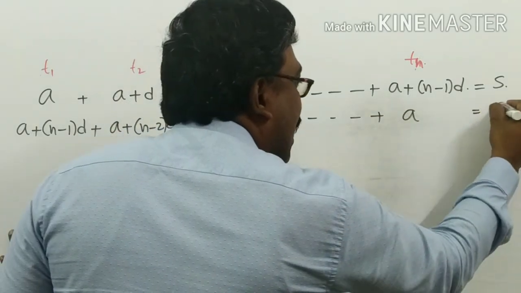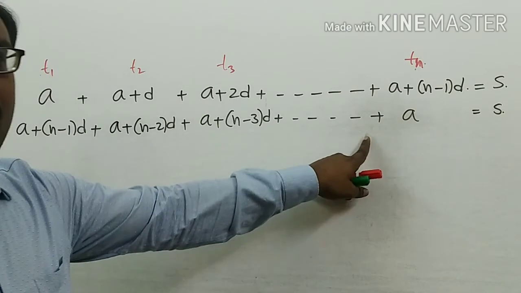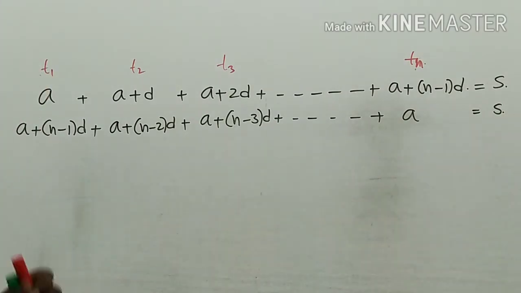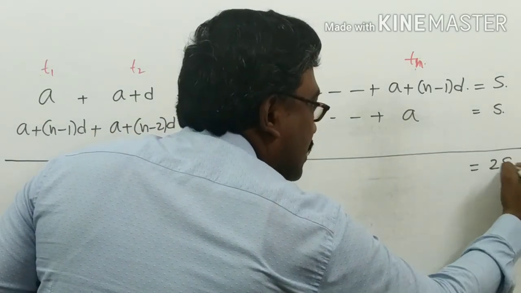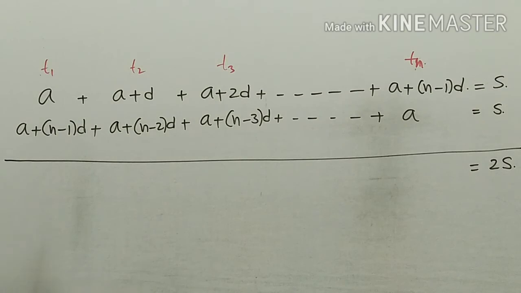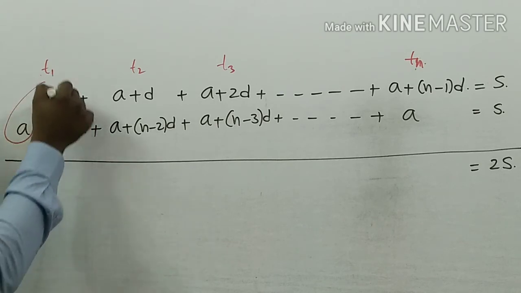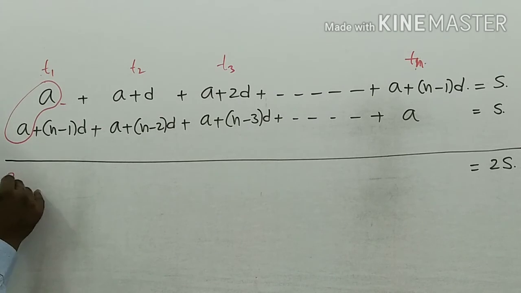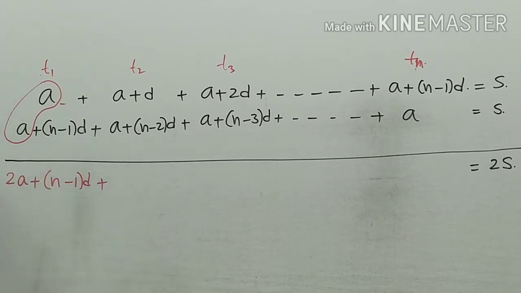The last term is a = S. Then the term before it is a + d, before that is a + 2d, and so on. Now I am adding these two. S + S is equal to 2S. Here, in the first term, there is no d term, so I am adding a and a. A and a is how much? 2a + (n − 1)d.